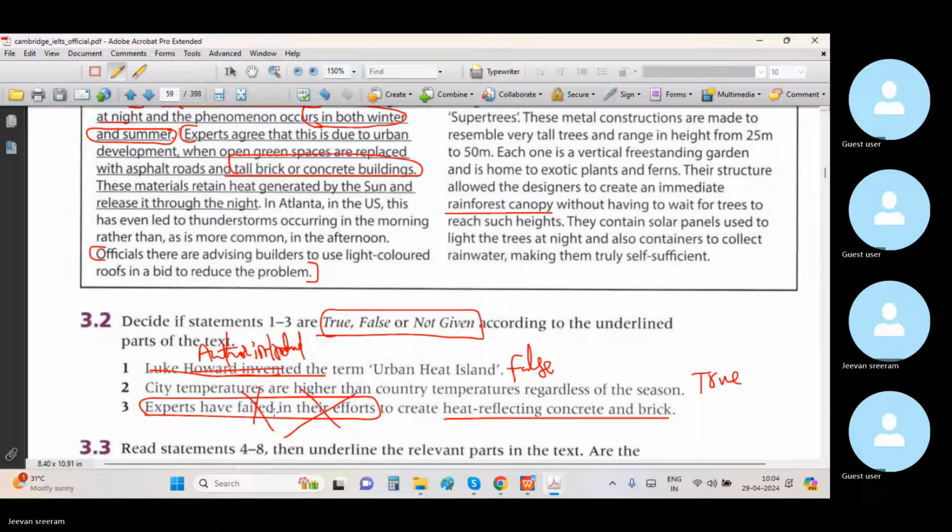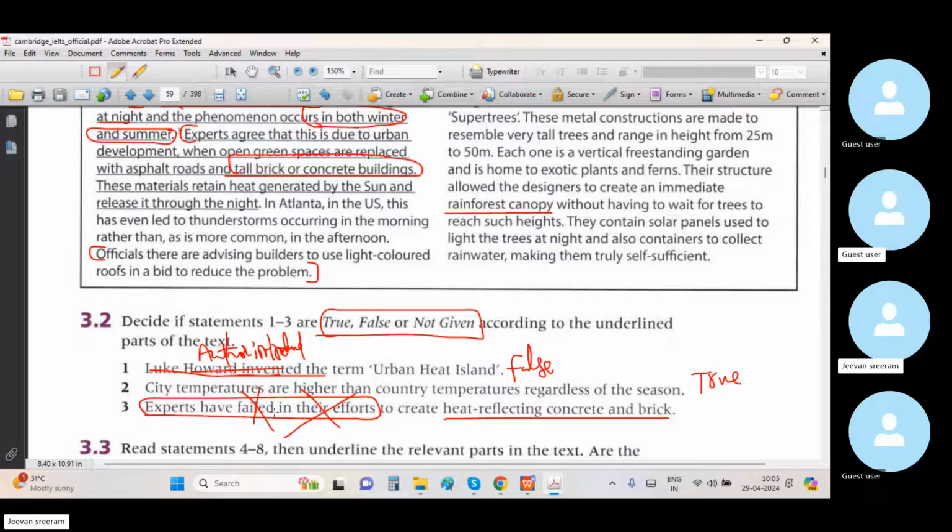So what do I have to say? False. If this is false, what's the truth? Sir, you said this is false. So what is the truth about this? Officials have advised, but experts haven't tried at all. I didn't remember these were officials. There are advising. I thought this was the experts' line.